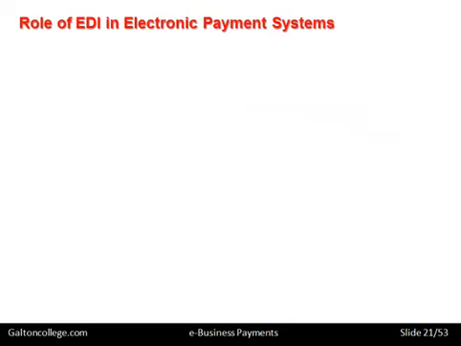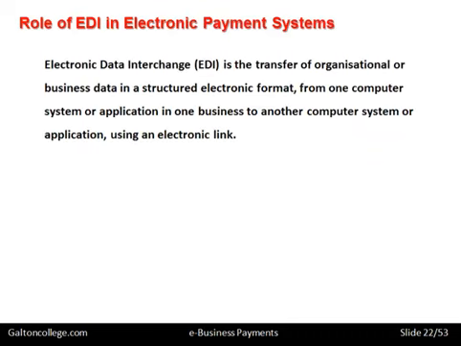Now, the role of EDI in electronic payment systems. Well, EDI, the electronic data interchange, is a way of sending information about a company or about its invoicing or its products or its stock holding or whatever, sending this data to another company, sharing information between companies. It did this by using an electronic link, and the data was coded in a certain structured format to make it accessible to the receiver.